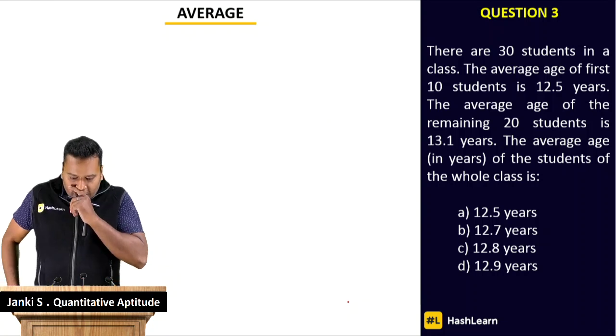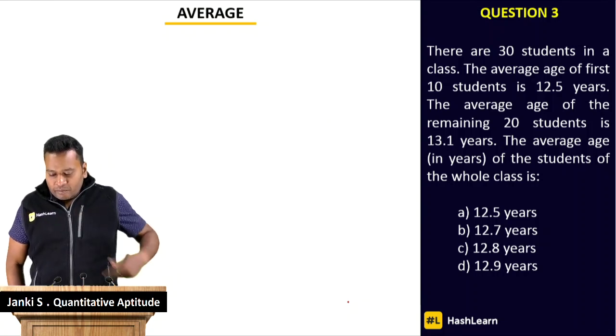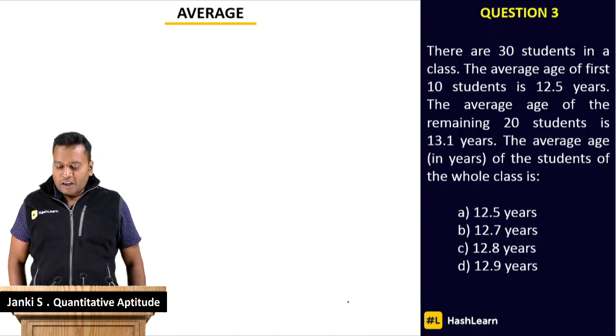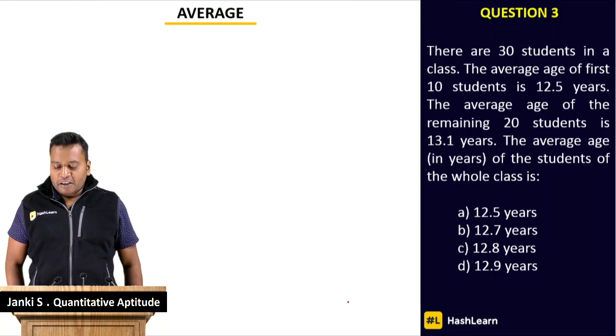Right, so let's now look at the next question. There are 30 students in a class. The average age of the first 10 is 12.5. The average age of the remaining 20 students is 13.1. What is the average age?